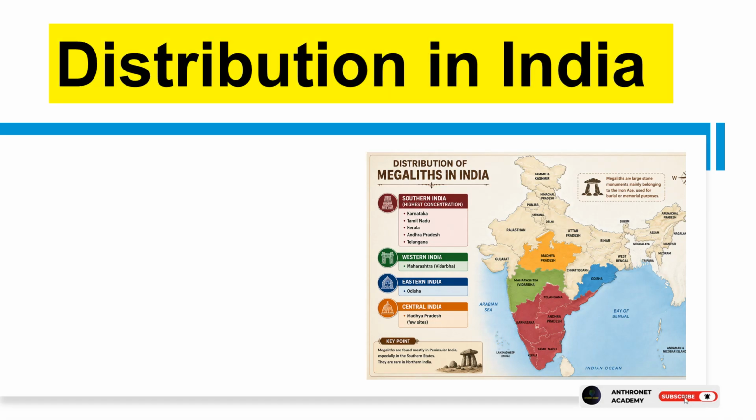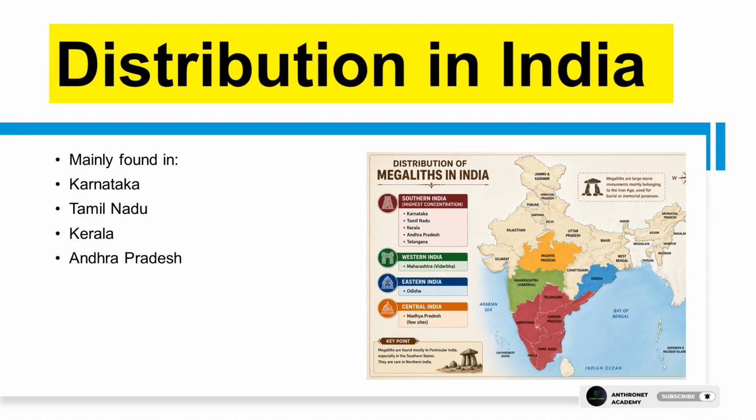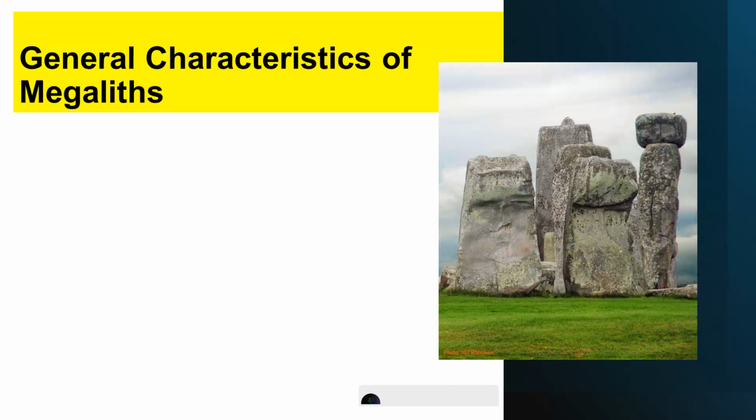Distribution in India. Mainly found in Karnataka, Tamil Nadu, Kerala, Andhra Pradesh, Telangana, Maharashtra, Odisha, Vidarbha, Maharashtra.